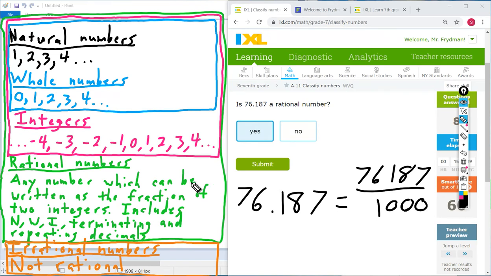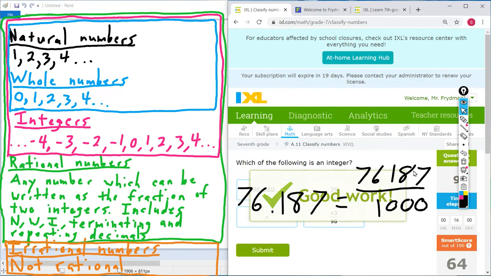Okay, and therefore it fits the definition of what a rational number is. But again, an easy way to check is just to see that it is a terminating or repeating decimal. In this case, it is a terminating decimal because it ends right at the 7. So we're going to click on yes, it is a rational number for that one.